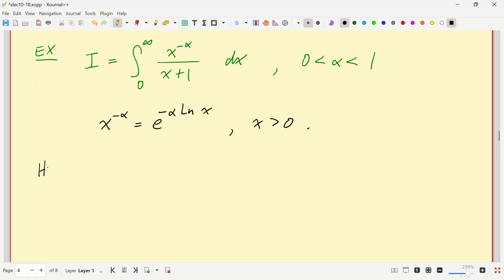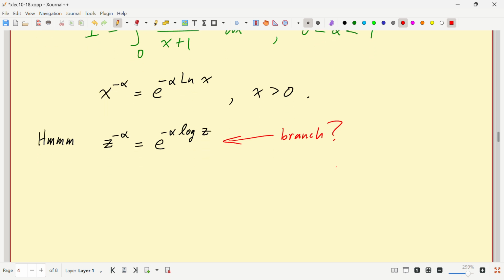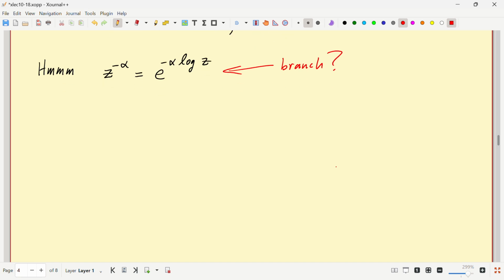So let's think. I want a z to the minus alpha. That's going to be equal to e to the minus alpha times a branch of log. And the question is, what branch can I use to be allowed to use the residue theorem in complex analysis? And here's the answer.